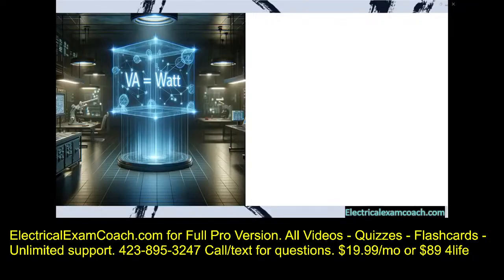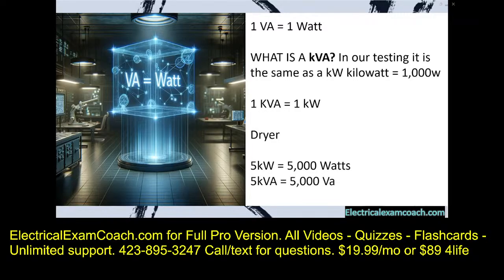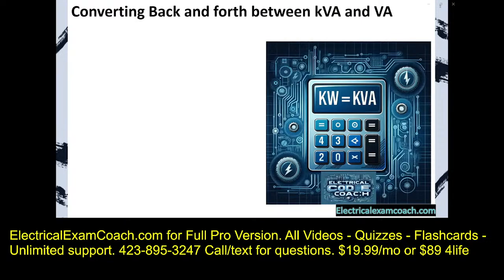Now that we're dealing with larger wattage appliances, we want to make something clear before we move on. We remember that 1 VA is equivalent to 1 watt, but what is a kVA? In our testing, it's the same as a kW, which is a kilowatt, which equals 1,000 watts. So it's true to say that 1 kVA is 1 kW for all of our testing. Now let's imagine that we have a dryer, and this dryer is a 5 kW. Well, it's also true to say that it's 5,000 watts. And at the same time, if they say that it was 5 kVA, it's also true to say that it's 5,000 VAs.